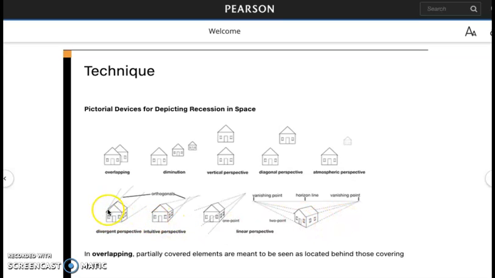So they often would be working with orthogonal lines, but they hadn't figured out that having them meet in a certain mathematically calculated way was the most convincing. They were sort of doing a little bit of guesswork and a rough estimate. And that's what intuitive perspective is, where they have the sense that they want the lines to meet, but they're not doing the actual math that Brunelleschi did to make the lines meet perfectly.